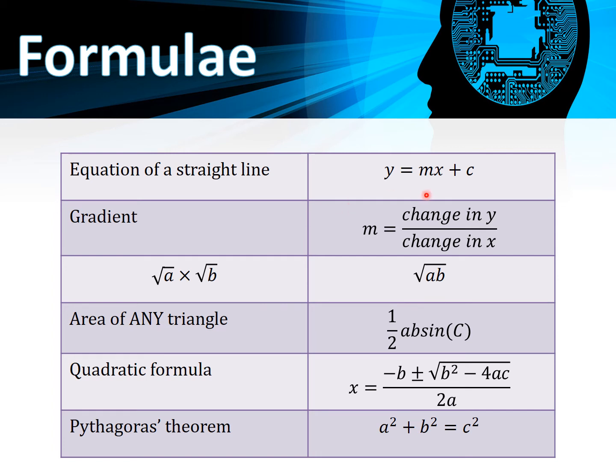So equation of a straight line, y equals mx plus c. How do you work out the gradient? Well, that's the same m as here. It's your change in y over change in x, or rise over run if you prefer. Root a times root b is the same as root ab. This is a new one I've added in. Area of any triangle, half ab sine C. Your quadratic formula, x equals minus b plus or minus square root of b squared minus 4ac all over 2a. And finally, good old Pythagoras, we've got a squared plus b squared equals c squared, where c is the hypotenuse, the longest side.